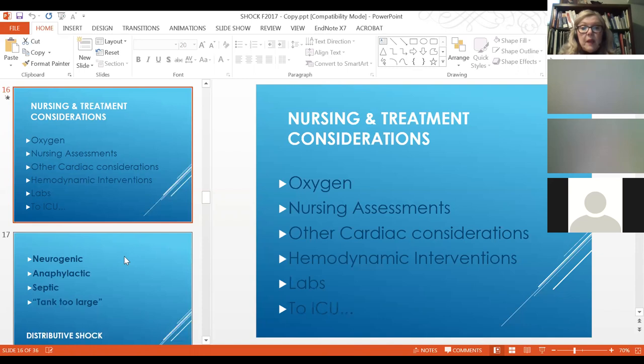So again, with cardiogenic shock specifically, you want to be monitoring for any kind of arrhythmias. When the heart becomes ischemic, as you know, you're going to see cardiac arrhythmias such as ventricular tachycardia or ventricular fibrillation. So as you start to see increased arrhythmias, it's concerning because they're not having adequate cardiac output with all of those arrhythmias.